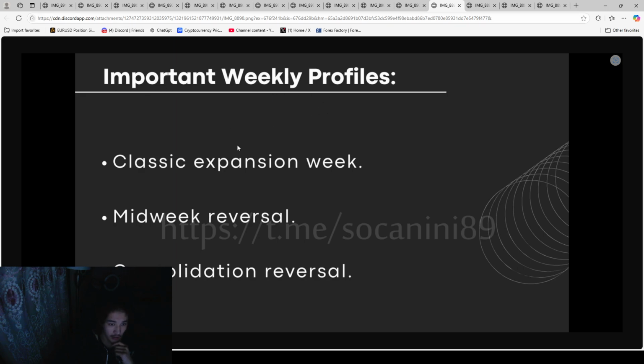Important weekly profiles: let's say there's going to be only 3. There's the classic expansion week, profiles 1 and 2, the midweek reversal, and the consolidation reversal.